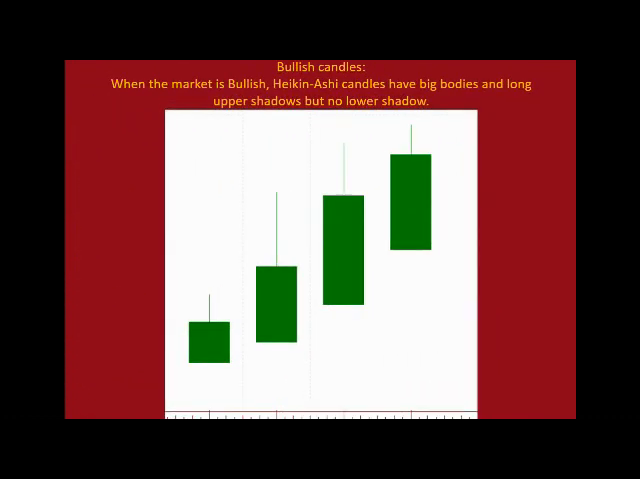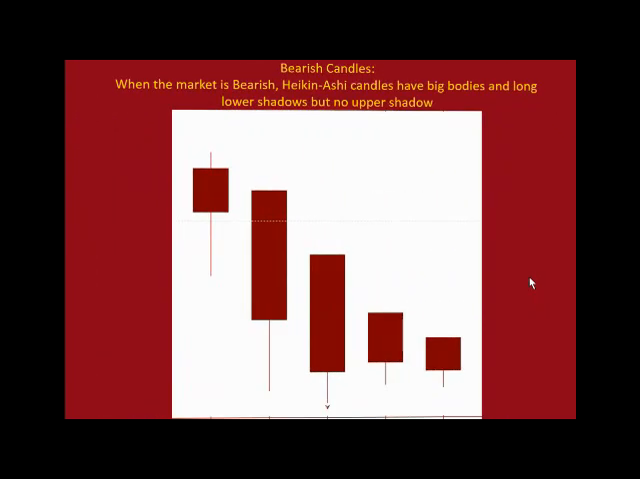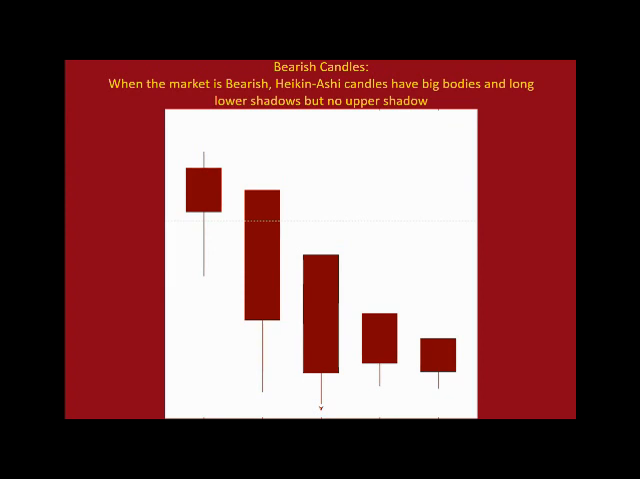Bullish candles. When the market is bullish, Heikin Ashi candles have big bodies and long upper shadows, but no lower shadows. As you can see, there are no lower shadows on these big bull candles. And then bear candles. When the market is bearish, Heikin Ashi candles have no wicks above the body. As you can see here, no wicks above the bodies. When the trend started, we had a little wick here, but the rest of these bear candles have no wicks above their upper bodies.